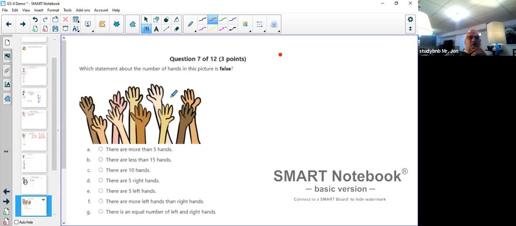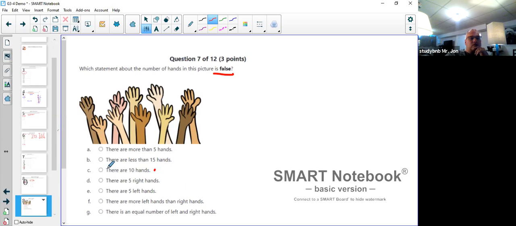Okay, so there are a bunch of hands in the picture here. And which statement is false? So you have to read the statement and decide which one is false. Rebecca thinks it's C. There are 10 hands. I don't know how many hands there are. 2, 4, 6, 8, 10.